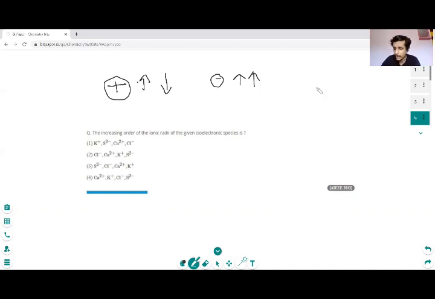Hence, first we have to see the increasing order of ionic radii. The increasing order of ionic radii means, among all the four, which has the higher positive charge: calcium. Next comes potassium plus, and among the two negative charges, which has the lower negative charge: chlorine, and the higher negative charge: S2 minus. So the answer is this one. These are quite simple and straightforward examples. You have to keep the concepts in mind. This can be answered simply with the concept, that is, the charge.